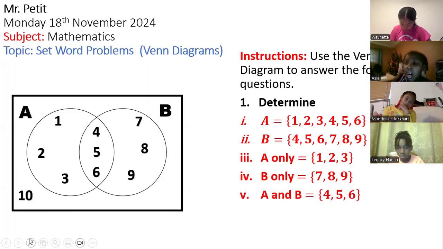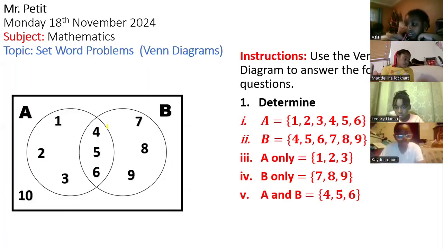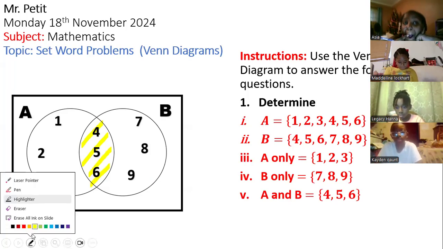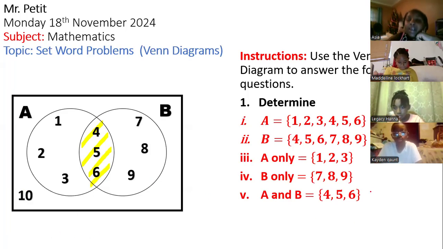And when we say A and B, we actually call this the intersection. When you reach grade 7, the way they're going to symbolize this is they're going to say A intersect B.